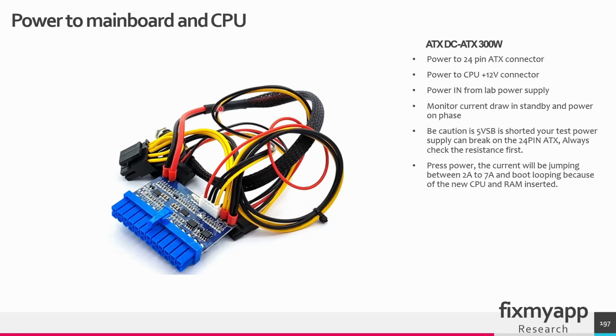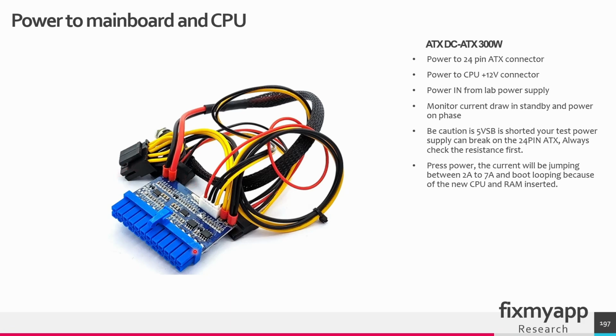To analyze the standby current, you can use this module. This is an ATX connector with a built-in voltage regulator. You have to connect the plus and minus wire to your lab power supply. Then you have to set the power supply to 12 volt. And when you turn the power supply on, then you can monitor the current. When the current is high on the lab power supply, this can indicate a short on the mainboard. On the mainboard, the standby current should be around 300 milliamps. It depends on how many RGB LEDs are on the mainboard, so it can sometimes be high due to the LEDs. If there aren't any RGB LEDs present, then the current should be around 300 milliamps.